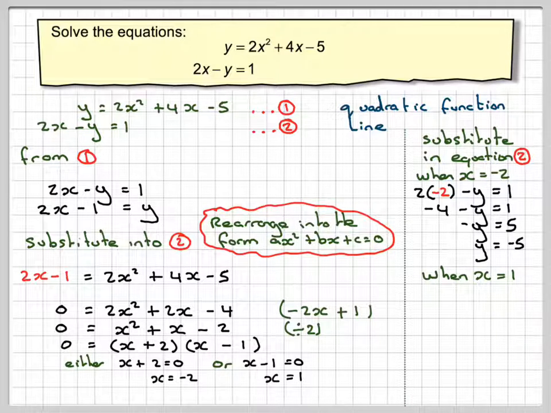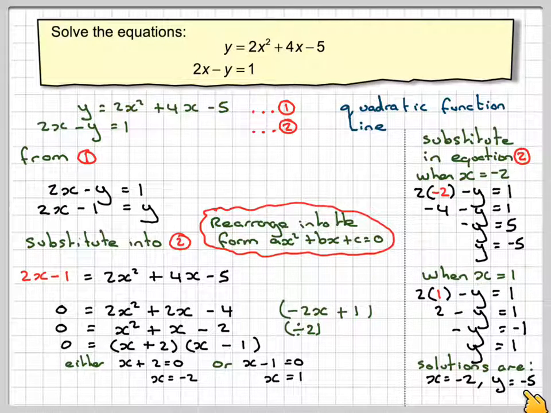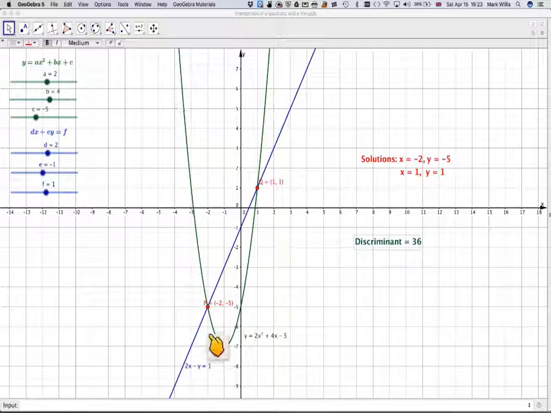When x is equal to 1, we get 2 times 1 minus y is equal to 1. So 2 minus y is equal to 1, and therefore minus y is equal to minus 1, which gives, dividing through by minus 1, y is equal to 1. So the solutions are: when x is equal to minus 2, y is minus 5, and when x is equal to 1, y is equal to 1. Now if we look at this geometrically, here is the quadratic. This again I'll put in the notes of the video. This is when x is minus 2, y is minus 5, and this is when x is 1, y is 1. So it meets in two places.